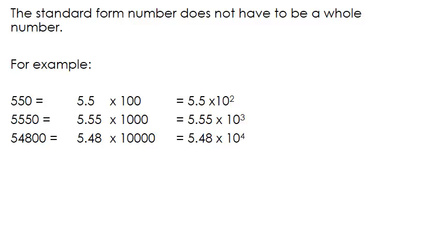So it's important to know the standard form number does not have to be a whole number. For example, 550 would be 5.5 times 100, or 5.5 times 10 to the 2. 5,550 would be 5.55 times 1,000, which would be 5.55 times 10 to the 3. And 54,800 would be 5.48 times 10,000, which would be 5.48 times 10 to the 4.